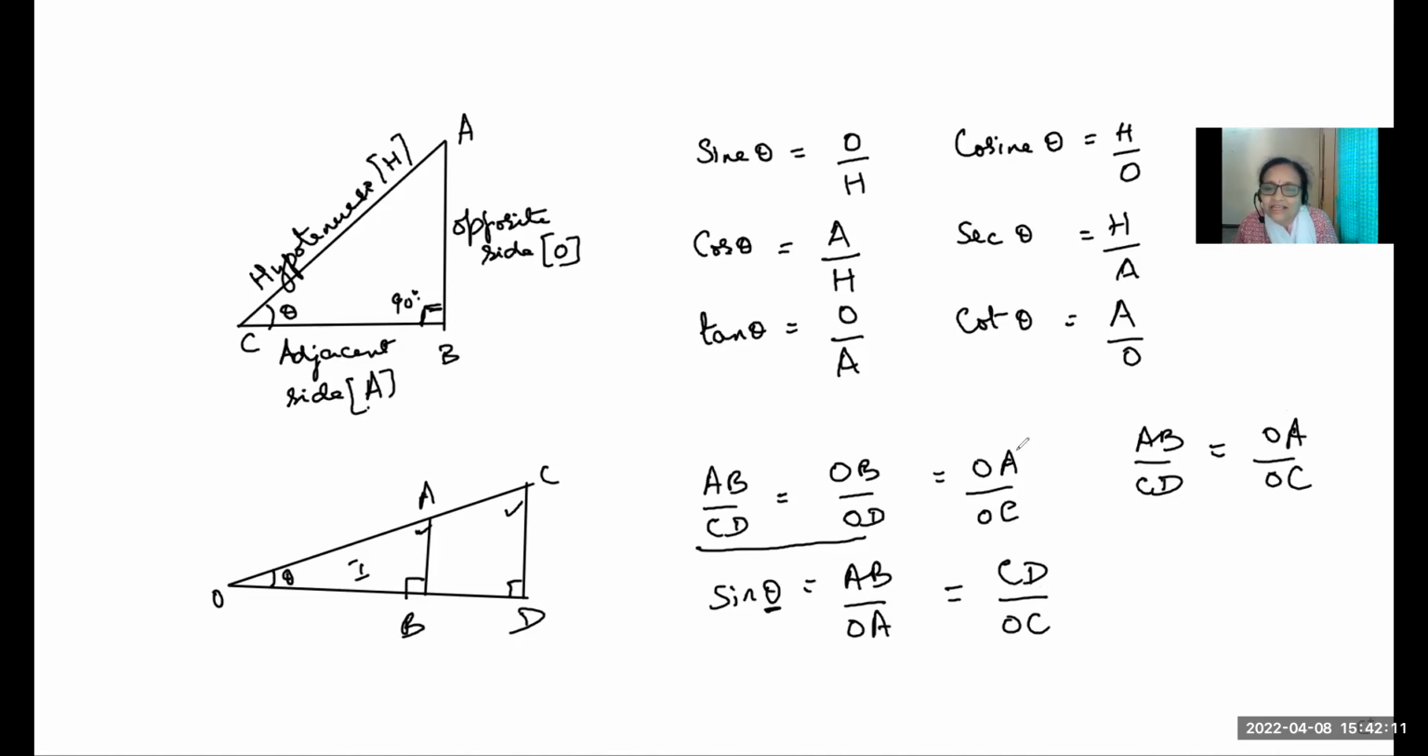AB by CD should be equal to OA by OC. Therefore, sin theta does not change. It does not depend upon the length of the sides of the triangle. It only depends upon the angle theta. Right? So also for cosine and tangent of theta. I hope you have understood all the fundamental concepts in trigonometry, which is the definition of sine, cosine, and tangent functions. Thank you.